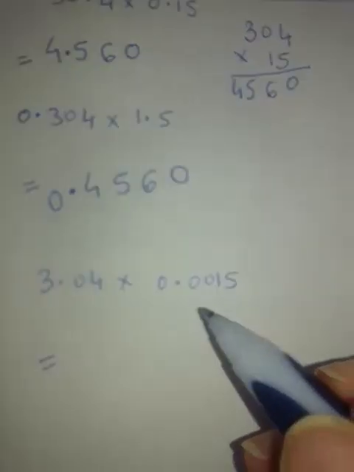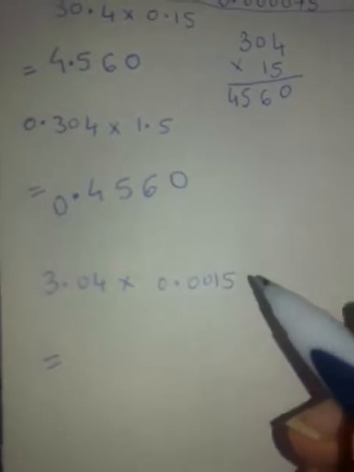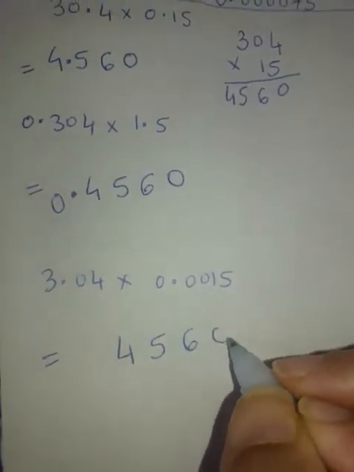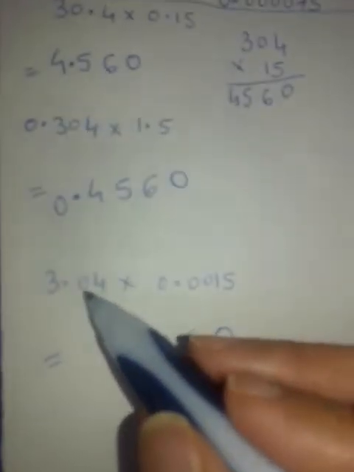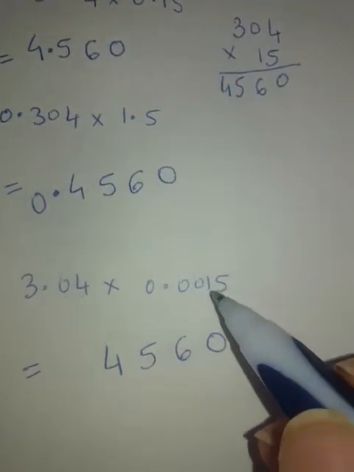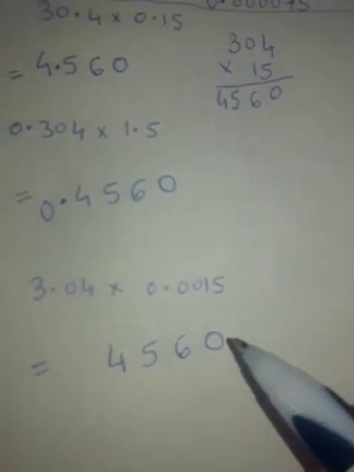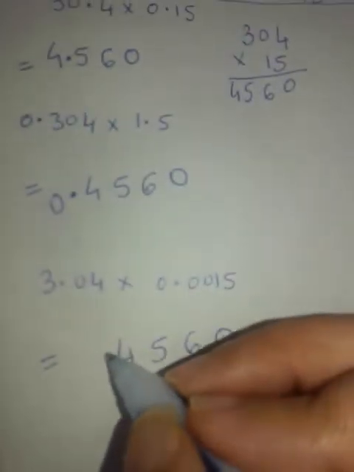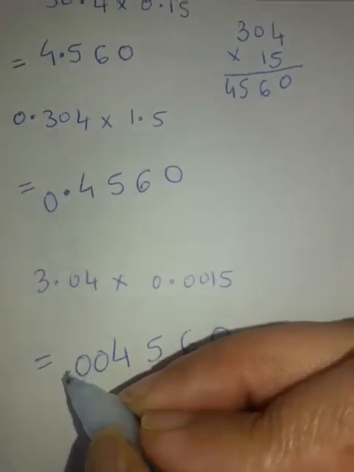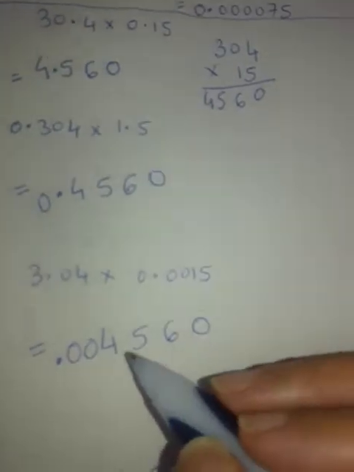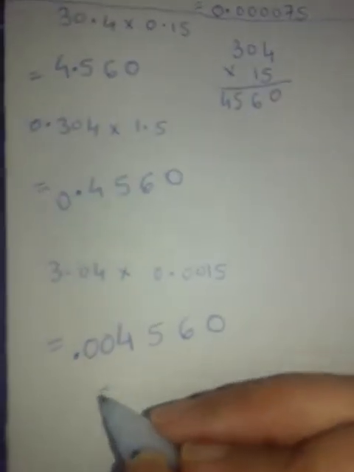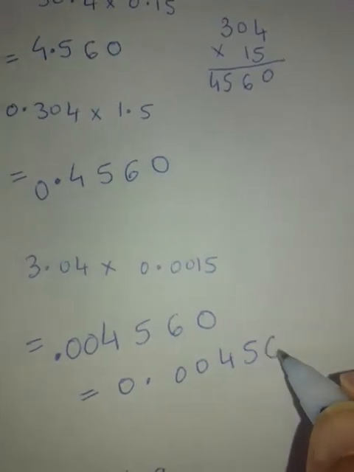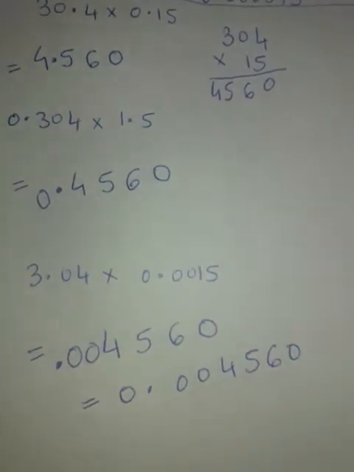3.04 into 0.0015. Product is 4560, that we know. But where will be the decimal point? This is 1, 2 decimal places and here 4. So in all 6 decimal places. 1, 2, 3, 4, 5, 6 and your answer is this. 0.004560. That is your answer.